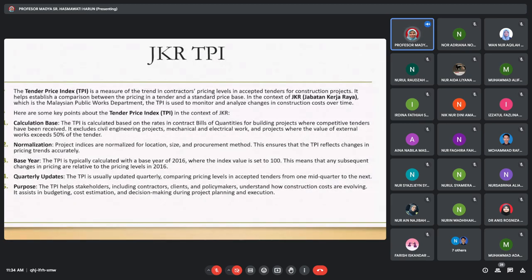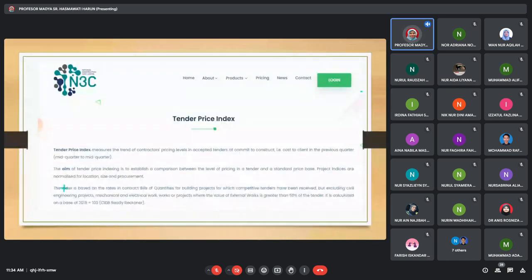And it is always updated quarterly, and the purpose is to help everybody, all the construction players, to understand bahawa construction cost and price ini evolving, selalu menaik. So dia bagi kita some benchmark ataupun clue lah what is the increases of prices from time to time.